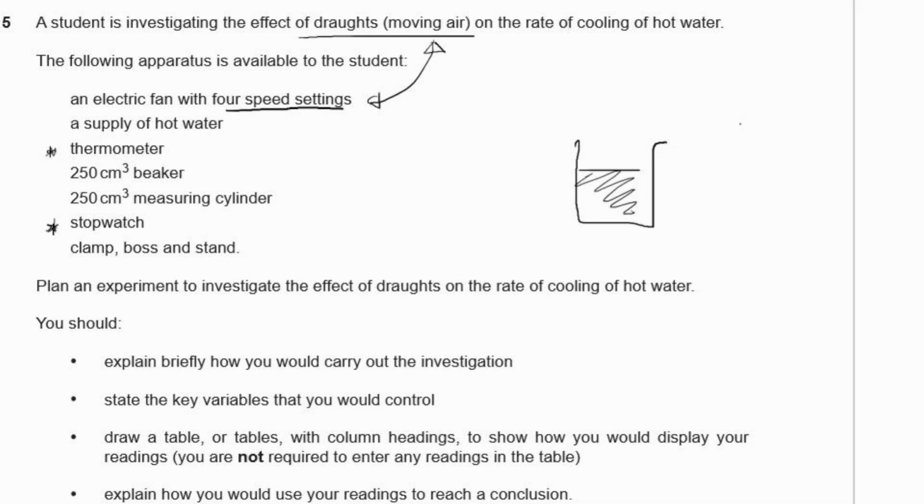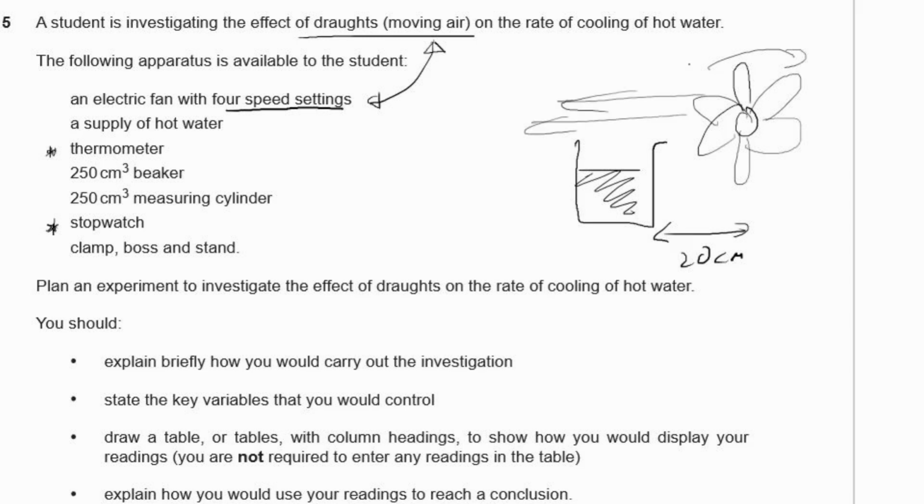And what we're going to do then is put a fan, say a fixed distance from the beaker. Let's make that 20 centimetres. And then we're going to turn the fan on so it's revolving, it's blowing air across the beaker. On top of that I'm going to have my stopwatch. I'm going to measure 5 minutes. 5 minutes is a pretty nice number. And on top of that, I will need a clamp, boss and stand, and I'll tell you why.